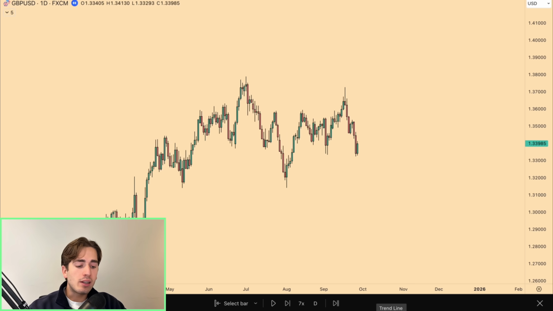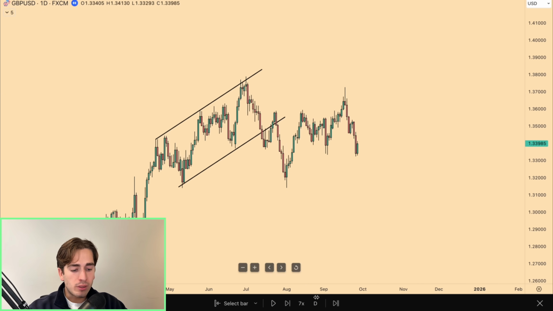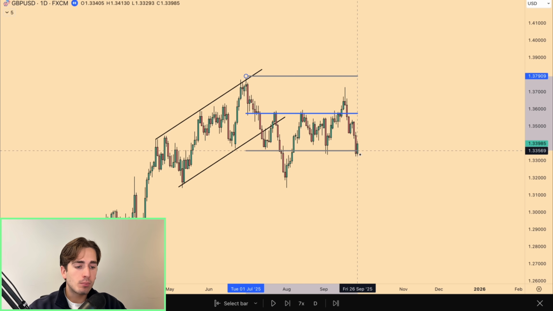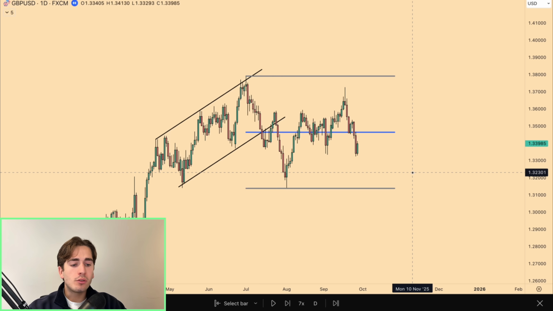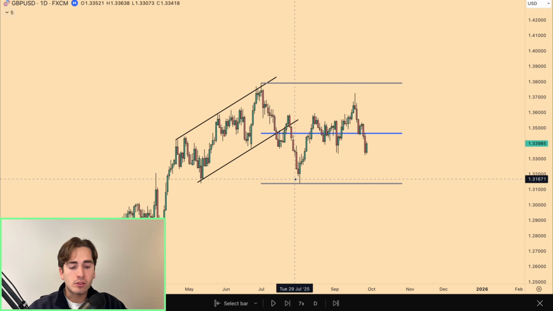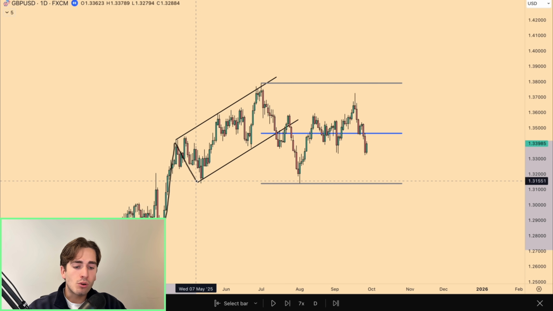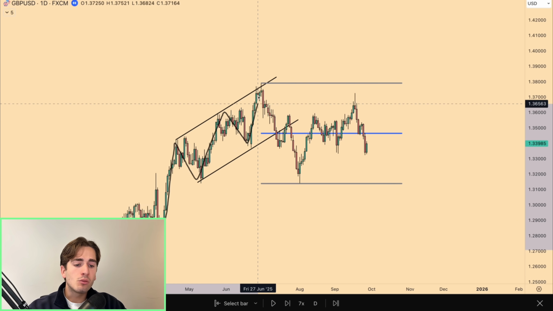Now we're here on GBPUSD on the daily time frame, and we're going to do the exact same thing using the exact same four confluences: market structure, premium versus discount, liquidity, and supply and demand. So what we're going to do here is you can very clearly see the overall market structure, because the first thing that you can always pretty much do, which is the easiest thing to do, is identify what is the market structure doing.